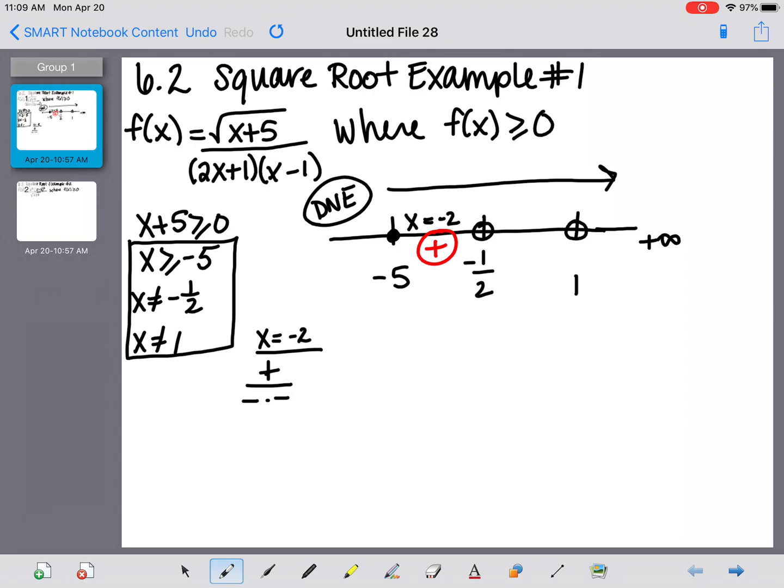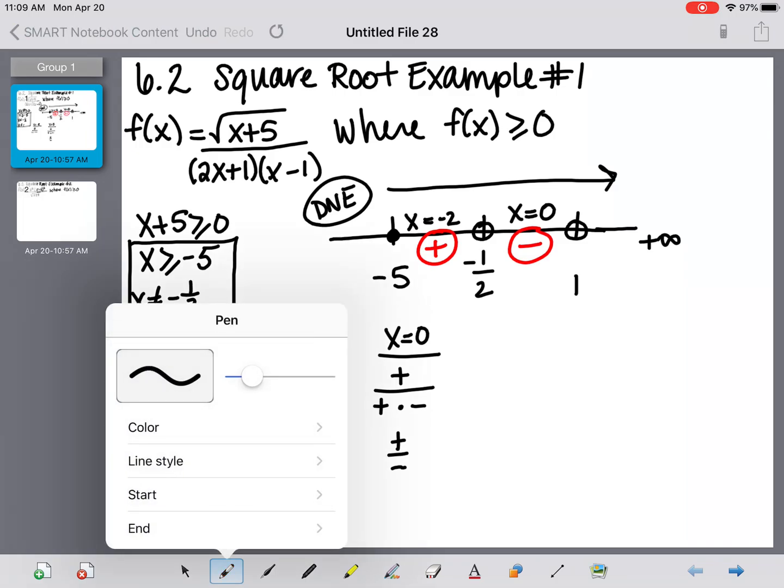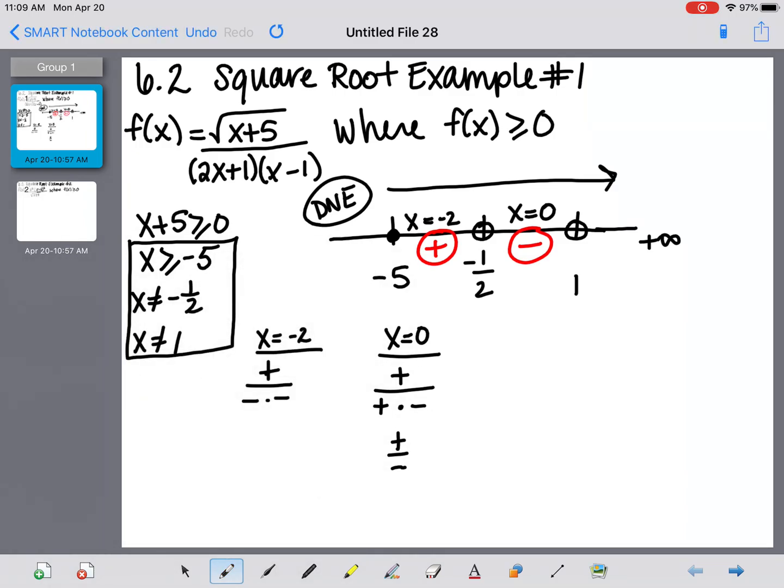Moving on to this middle one, we could say x equals 0. Plug it into the original. I'm going to get a positive on the top, square root of 5 is positive, and on the bottom I'm going to get a positive times a negative. So this is really plus over a minus, making that interval negative. Everything in that interval is going to be a negative number.